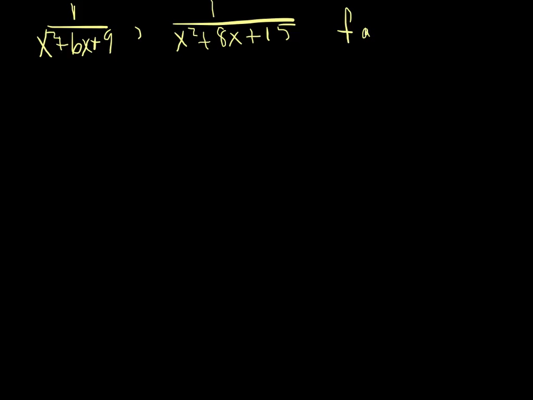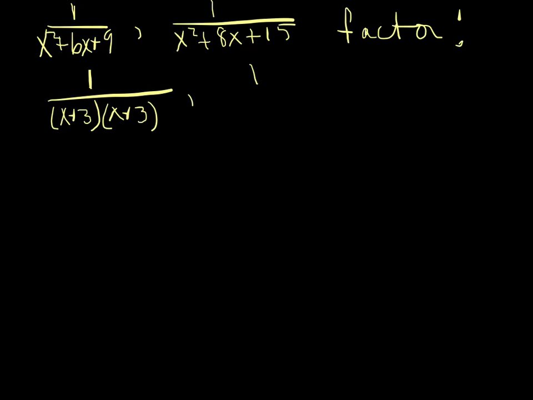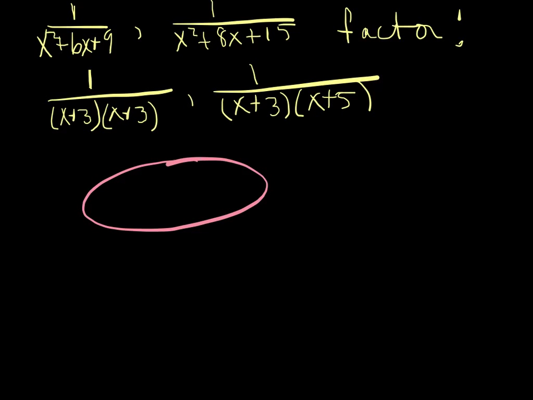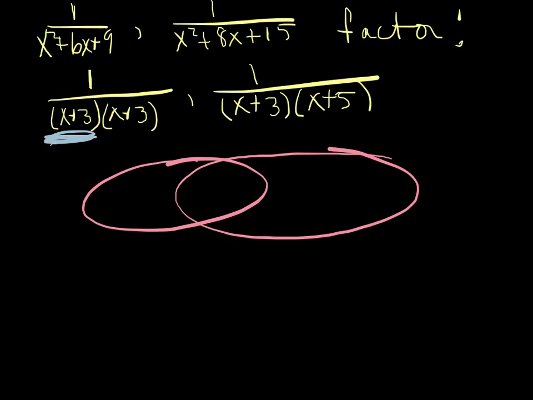Okay, so the first thing you're going to do is factor. All right. So let's factor the denominator. The denominator for this one is going to be x plus 3 and x plus 3. And for the second one, we're going to end up with x plus 3 and x plus 5 as our factors. So what's going to be the LCD in this case? That's ultimately what I'm trying to figure out. Okay, so I've got two fractions, and I'm going to draw two circles, and I'm going to notice that I've got an x plus 3 right here, and I've got an x plus 3 here, and they're sharing. Okay, so I'm going to put that x plus 3 right in here so that they're sharing between the two.